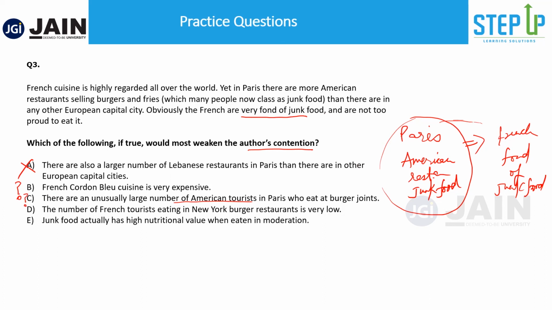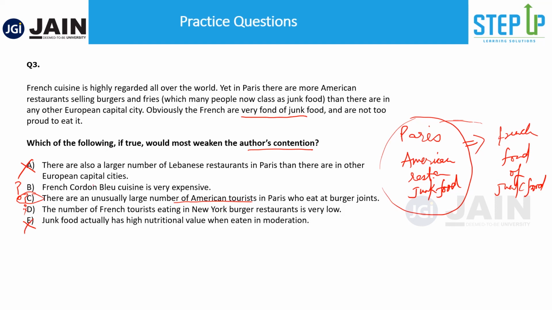But okay, so let's look at this option. Keep that in mind. The number of French tourists eating in New York burger restaurants is very low. Okay, not really. Junk food actually has high nutritional value when eaten in moderation. Again, it nowhere shows the French people. It's a general statement, so not really in scope, right?